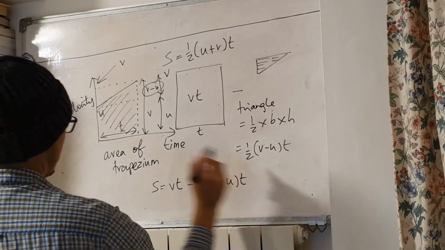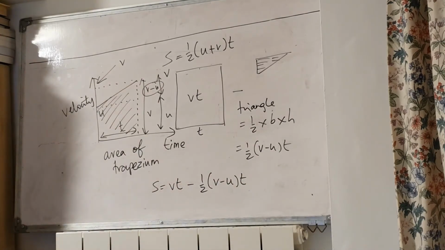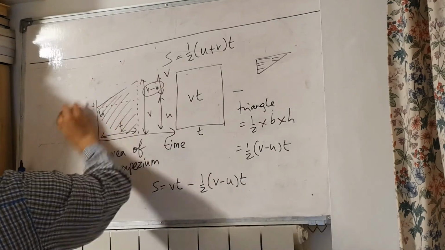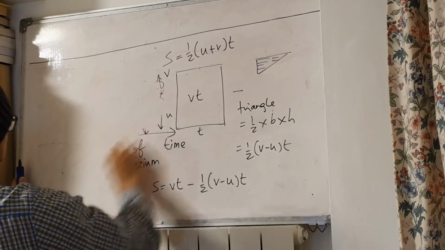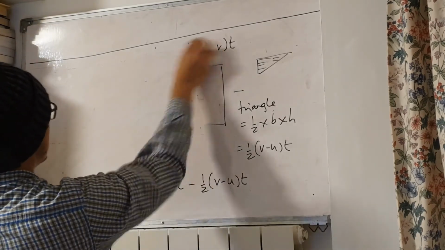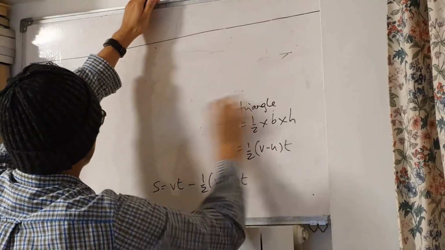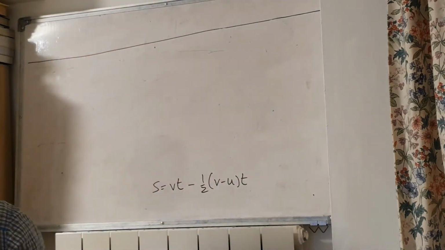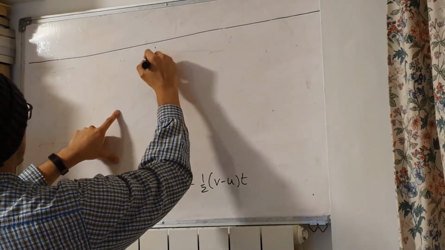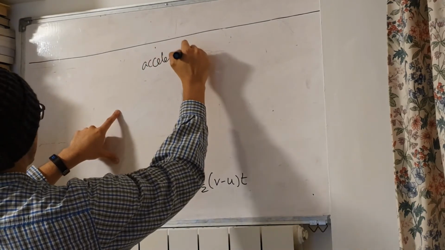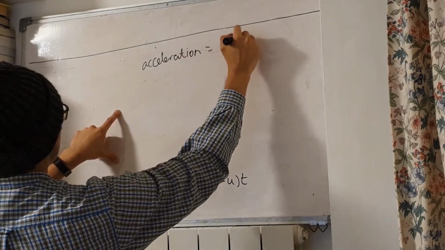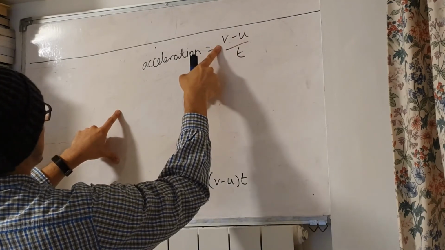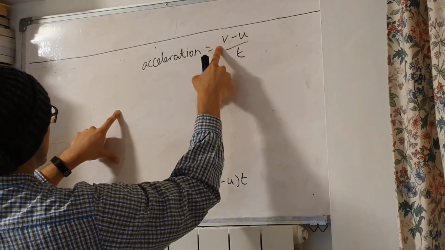So we're going to put them all together. So displacement s is equal to the rectangle minus the triangle. So that's vt minus half v minus u times t. There's a clever trick coming up now. We're going to write down the equation for acceleration. So acceleration is equal to, remember what is it? It is v minus u divided by t.